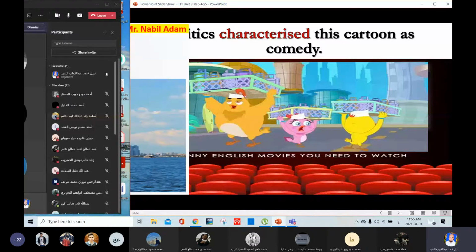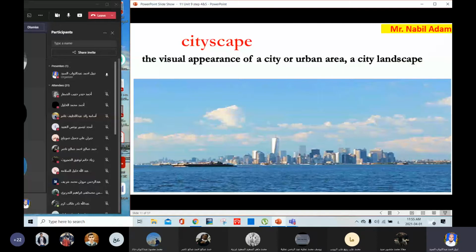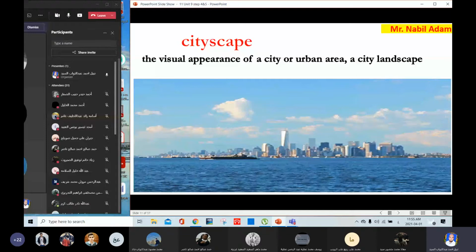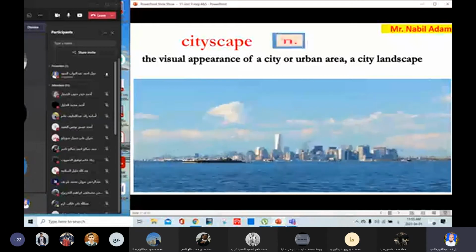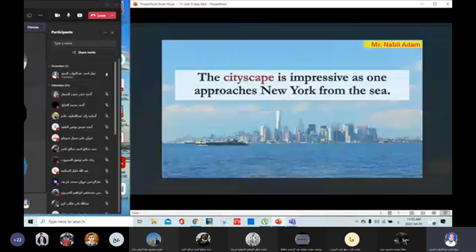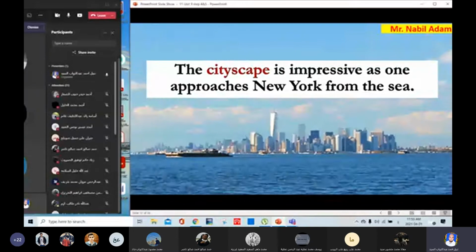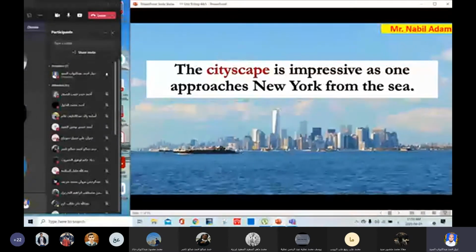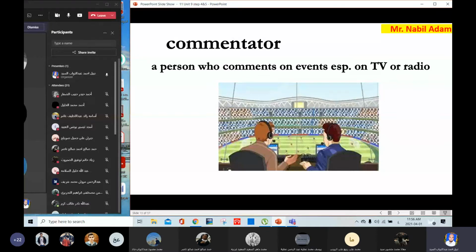Cityscape is the visual appearance of a city or urban area, a city landscape. So cityscape means a city landscape, the visual appearance of the city. Do you like this place? It's in New York. The cityscape is impressive as one approaches New York from the sea. Commentator: a person who comments on events, especially on TV or radio. A football commentator gives a running commentary of a game in real time, usually during a live broadcast.